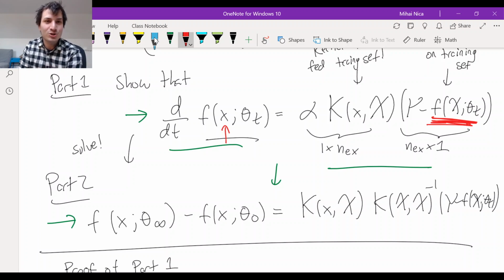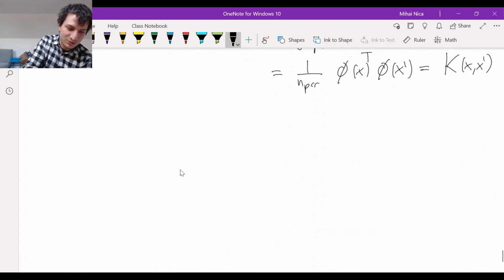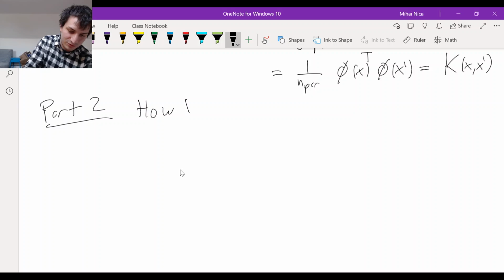So we're going to take the equation we derived in part 1, and the first thing we are going to do is plug in the training points. And again, the reason we're doing that is because we know that those are important from the fact that they appear in the evolution. Okay, so here we go. How to solve part 2.